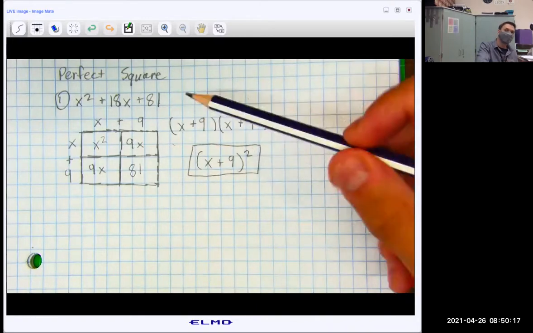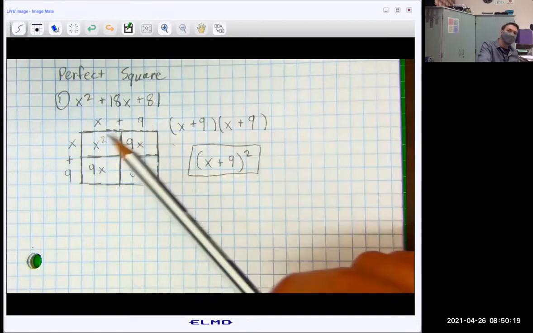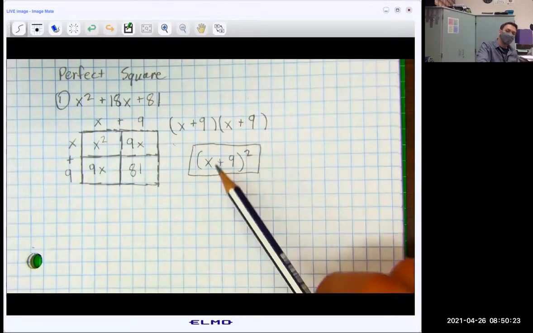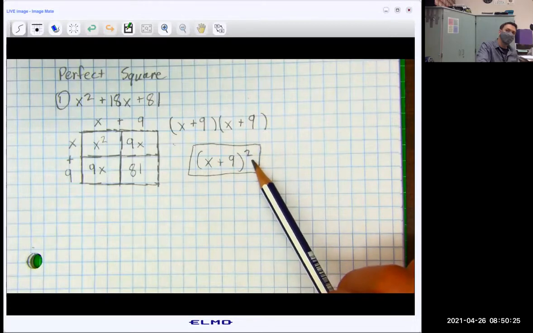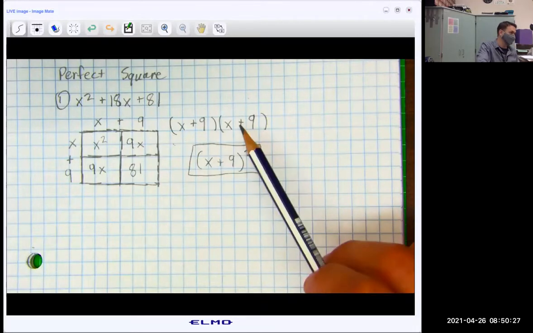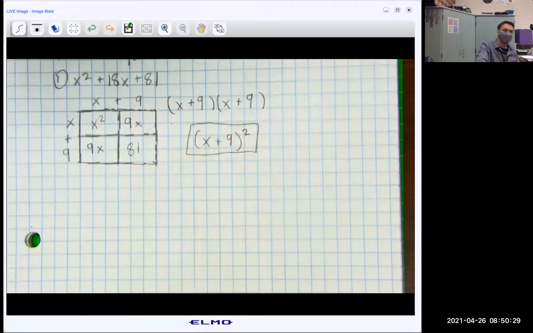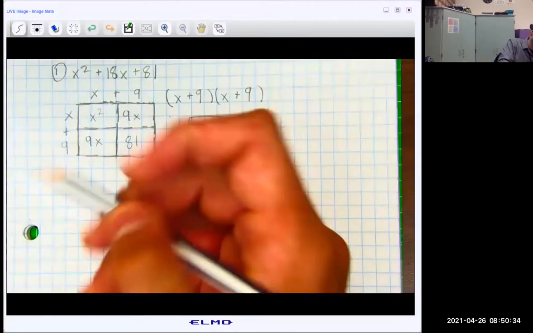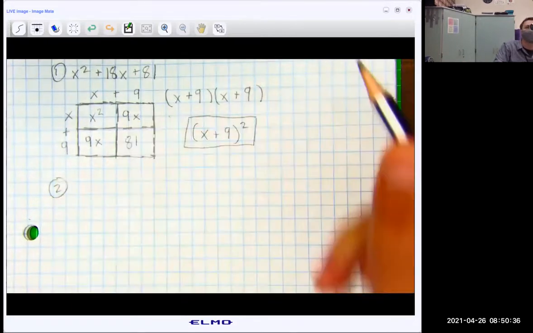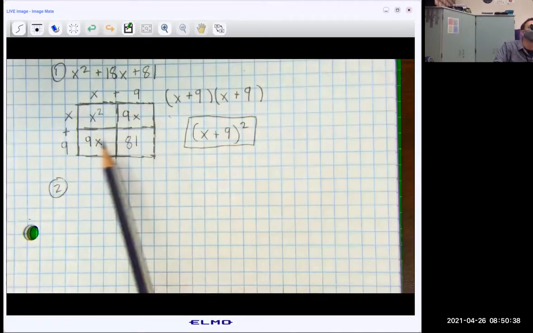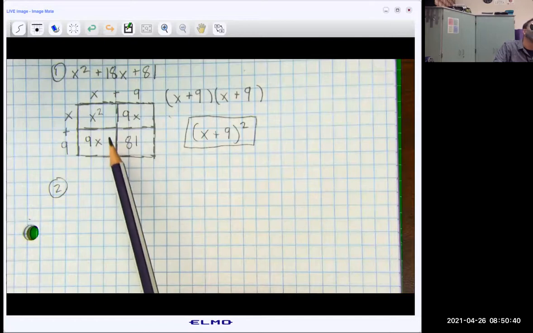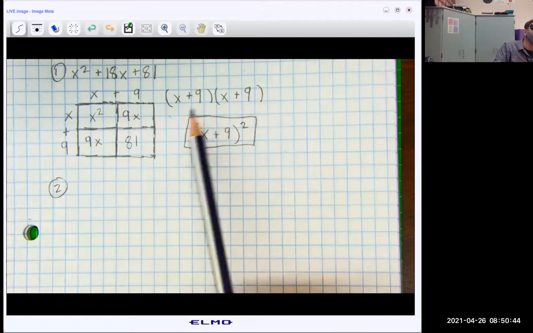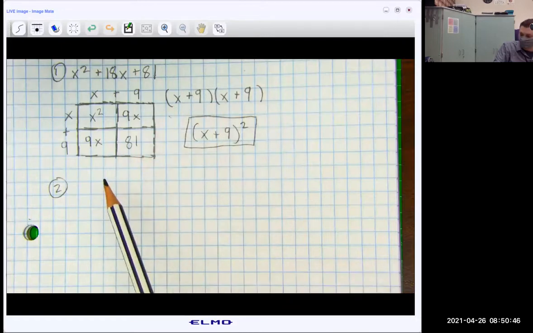So this is what all perfect squares look like. They have 3 terms in them. And when you factor them, you end up with a square out here because it's the thing times itself. These are perfect squares. Okay, let's try another one. And if you want, you can use the square or the rectangle I drew. Or if you want, you can always just jump right to the parentheses. There's 2 different ways of thinking about it.